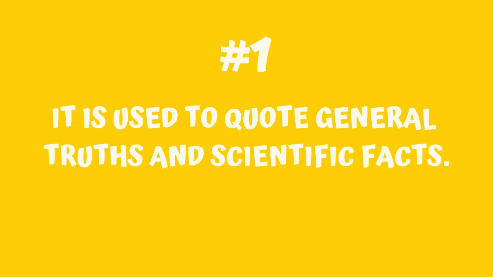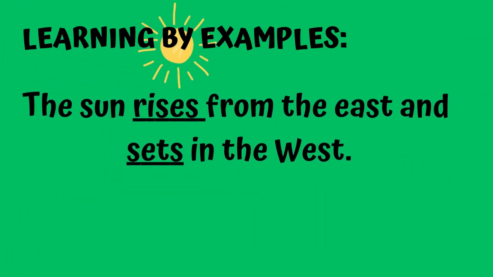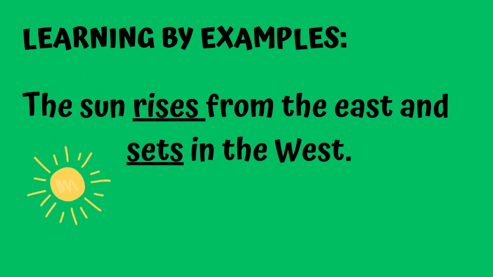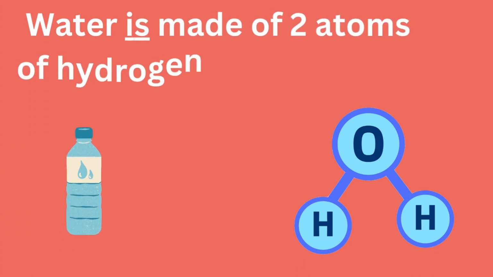We use this verb tense when we want to state a general truth or a scientific fact. Here are three examples. The sun rises from the east and sets in the west. Ottawa is the capital city of Canada. Water is made of two atoms of hydrogen and one atom of oxygen.